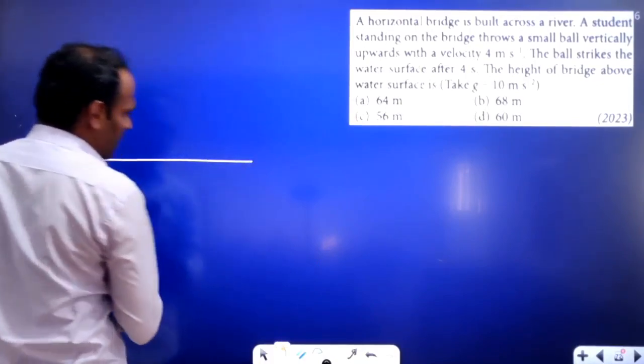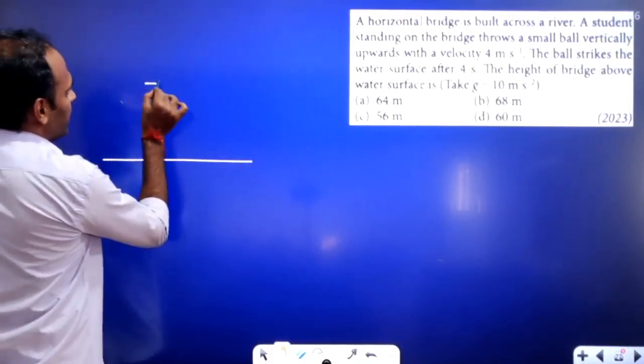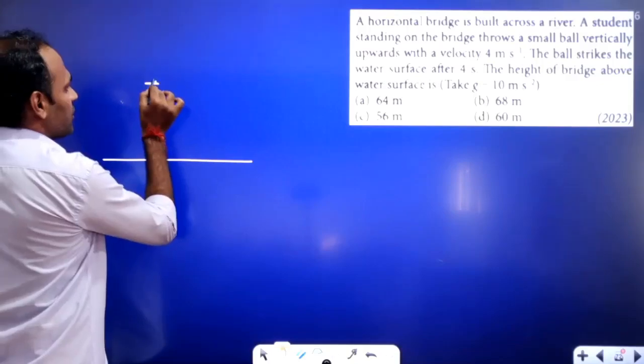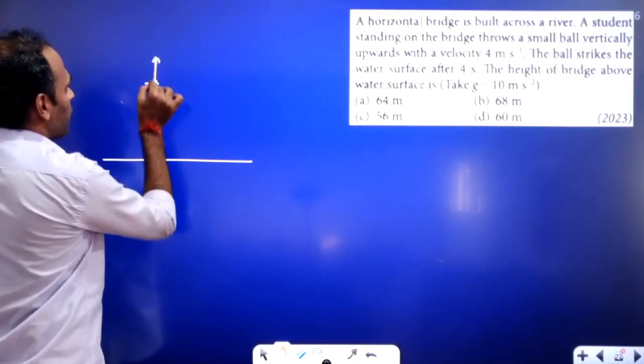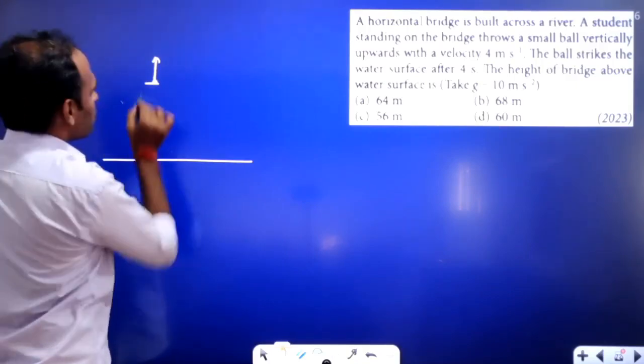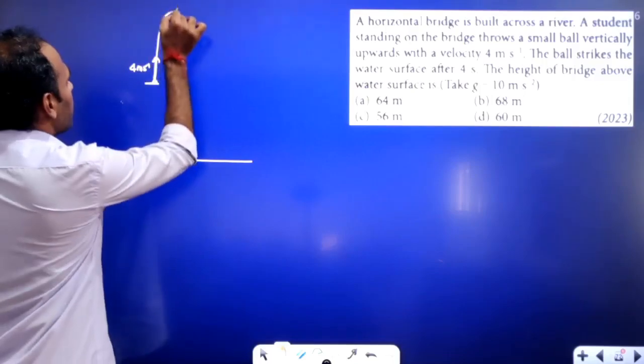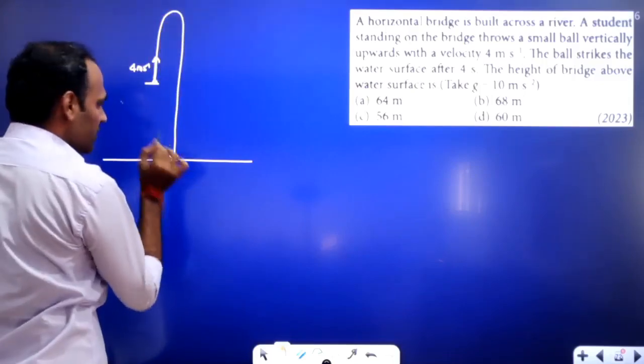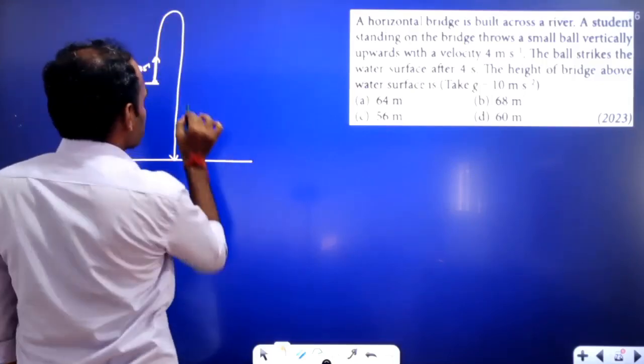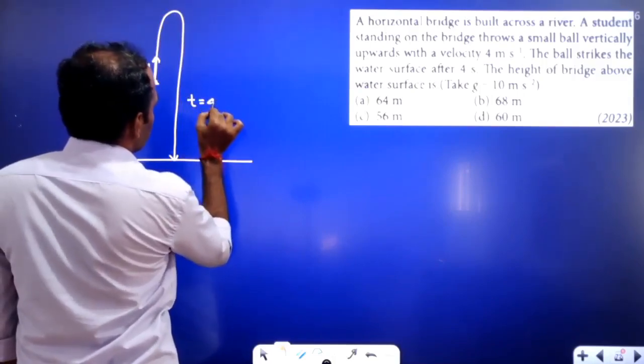Let me say this is the water surface and here is the bridge. This is the height of the bridge. From this bridge a ball has been thrown upwards by a boy with a velocity of 4 meters per second. It will go upwards, come back and fall to the surface of the water. The total time it has taken is 4 seconds.